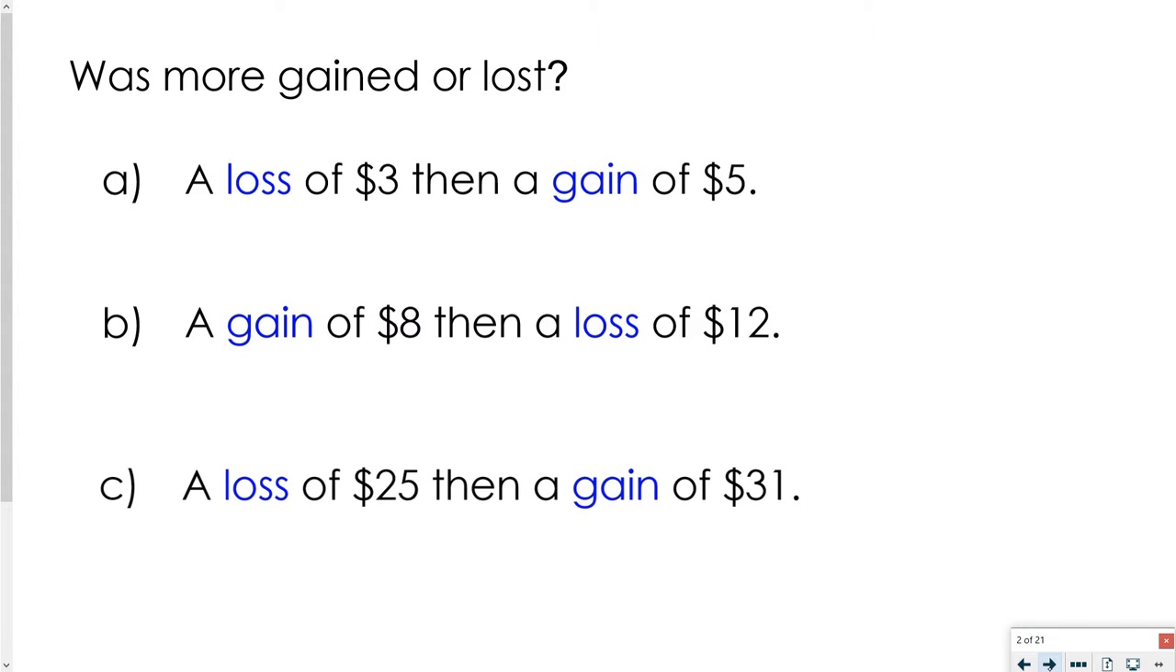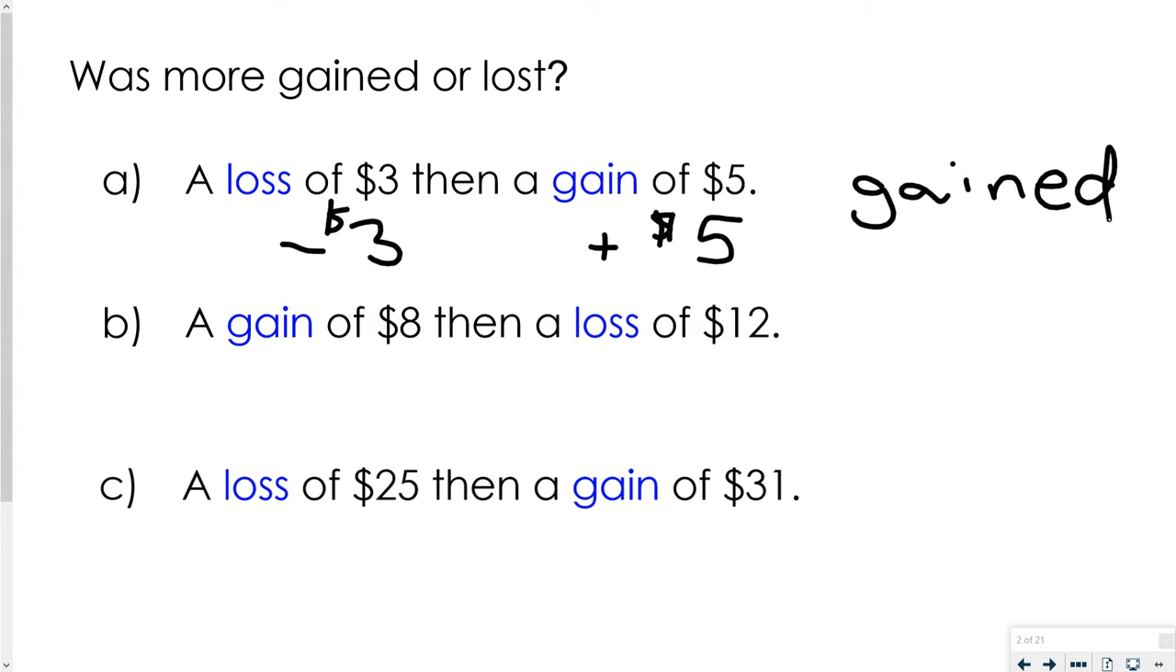So what we can do is compare losses and gains. If I have a loss of $3 and a gain of $5, which one was more? Did I gain more or did I lose more? Well, to figure that out, you just look at the numbers. Is 5 bigger or is 3 bigger? Most of us should agree that 5 is bigger. So this would be a gain, right? Overall, in that situation, I actually gained because I had more gain than I did loss.